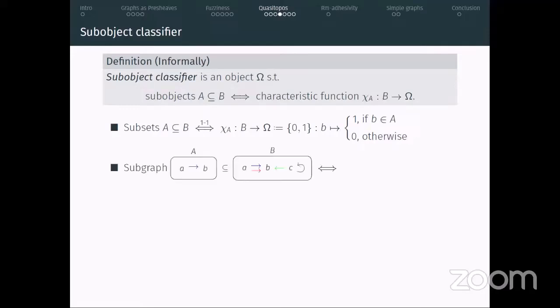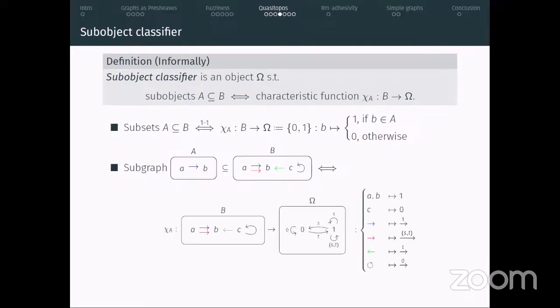And now, if you ask the question, can you also do this thing in graphs? Yes, you can. If you take, for instance, that graph B and this subgraph A, this is in one-to-one correspondence with a characteristic function from B to this graph omega. And we like this graph omega because visually it tells you everything that the subgraph can be.